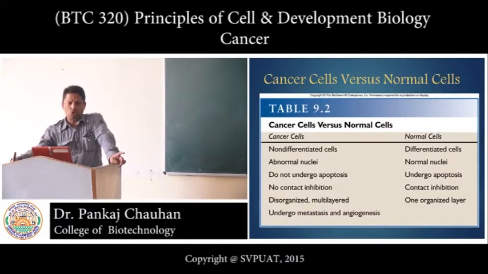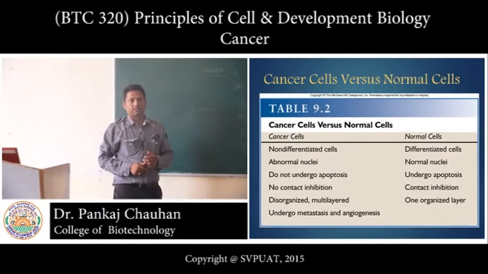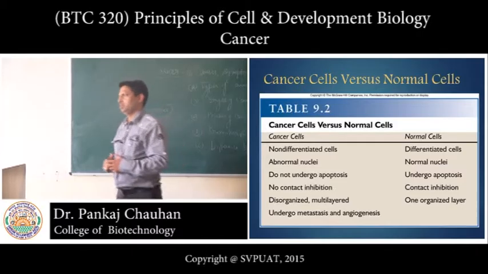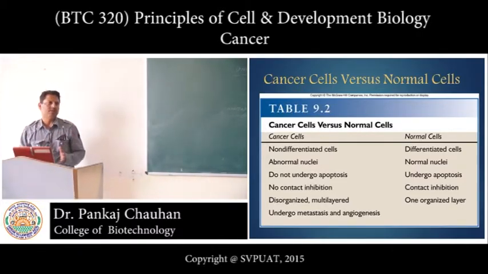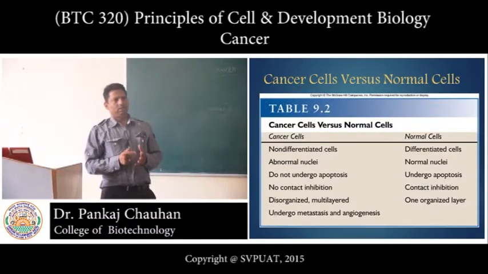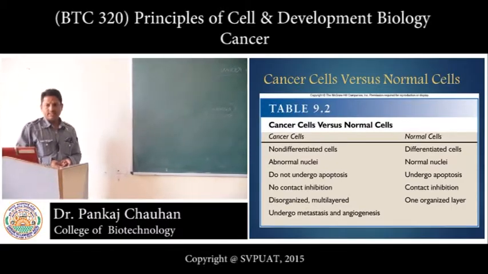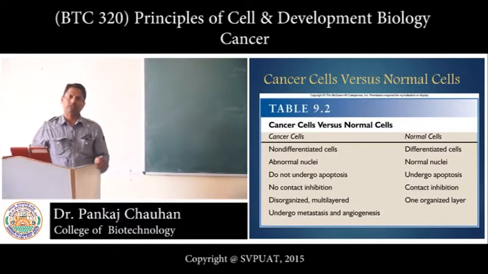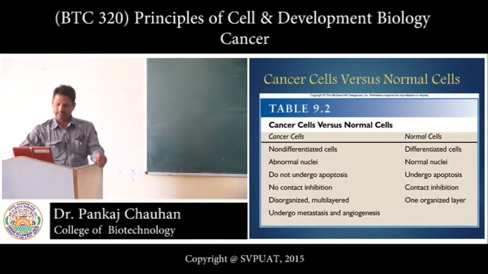In cancer cells, no contact inhibition is found, and in normal cells, contact inhibition occurs. In cancer cells, disorganized, multilayered cells occur. That means if a normal cell becomes cancer, all the systems are disturbed, whether you are talking about mitosis or meiosis, and the cell always behaves abnormally. Cancer cells undergo metastasis and angiogenesis, while normal cells form one organized layer of cells.